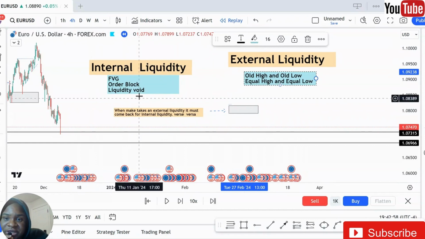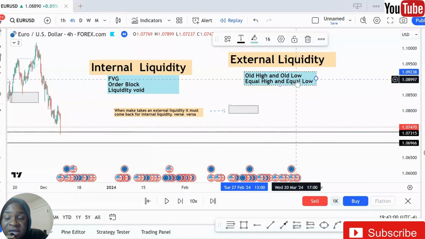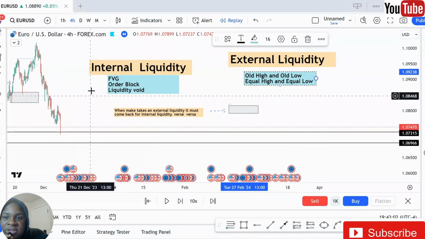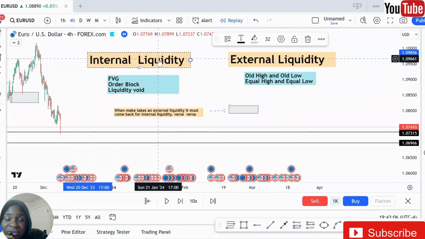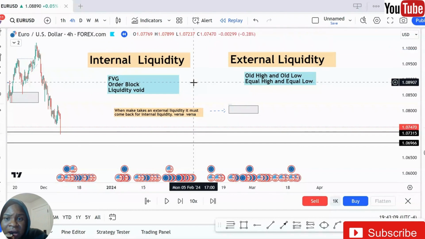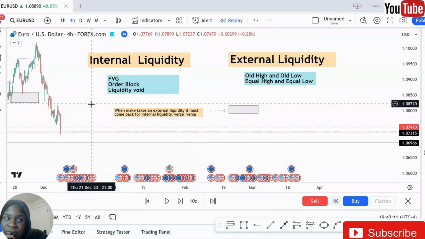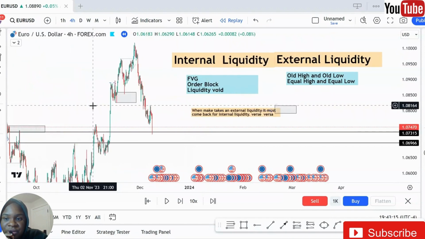I've done a video to explain this one by one, and I hope it helps you to understand what internal liquidity means and external liquidity means. And I know that it can actually change your chart and how you analyze the market. Also, structure is key, and your higher time frame will also help you in your analysis. I hope this video makes some impact.